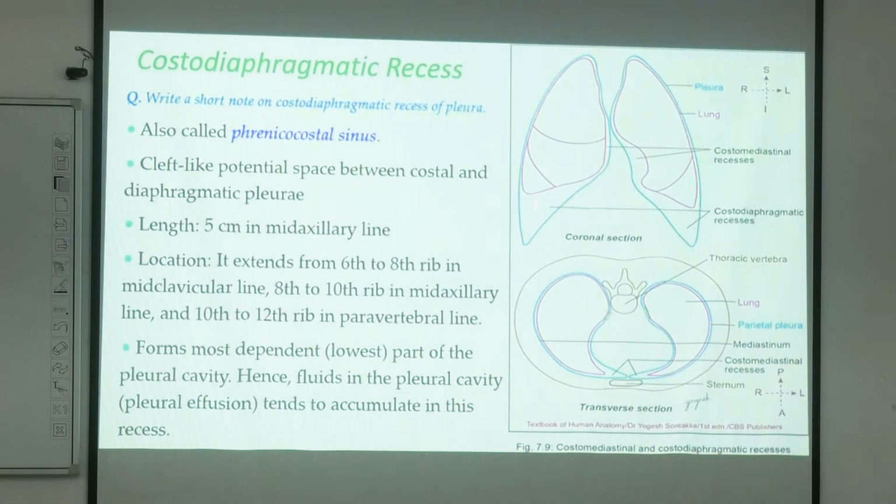Extent of lung is in the mid-clavicular line up to 6th rib, in the mid-axillary line 8th rib, and in the paravertebral region it is 10th rib. That's why in pleural effusion the aspiration of fluid is done at 8th and 9th intercostal space, that is below the 8th rib, to prevent injury to the lung. Here only, if you pierce from this part, there will be no chance of injury to the lung. Okay. It forms the most dependent or lowest part of the pleural cavity. Hence, fluid in the pleural cavity in pleural effusion tends to accumulate in this recess.